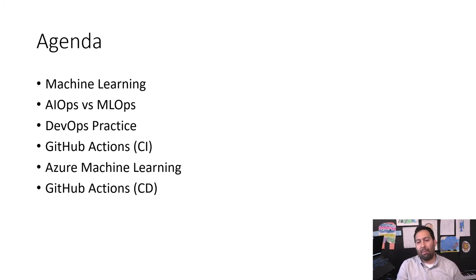Then we're going to get into DevOps practice. We'll talk about GitHub Actions for the CI, continuous integration bit, and then we'll talk about GitHub Actions for the CD part, continuous delivery of machine learning models.